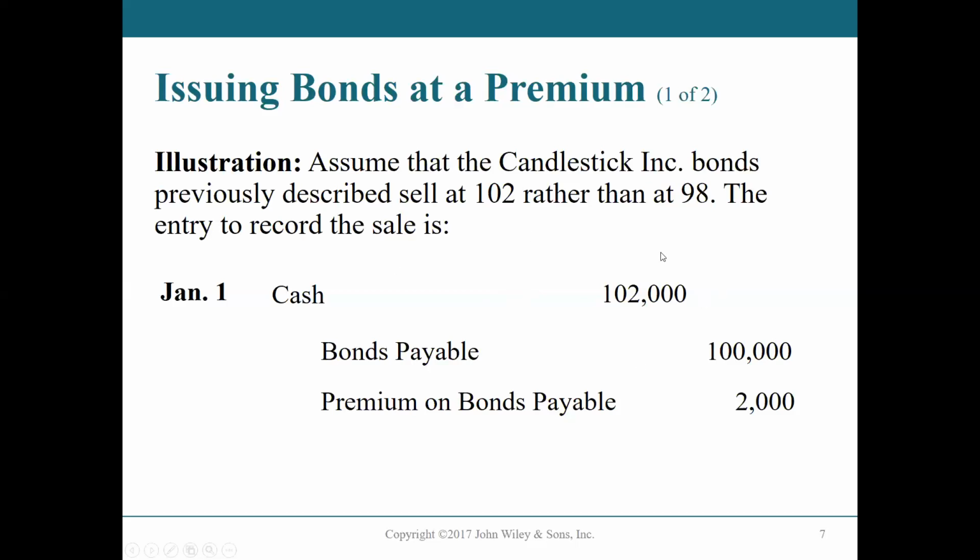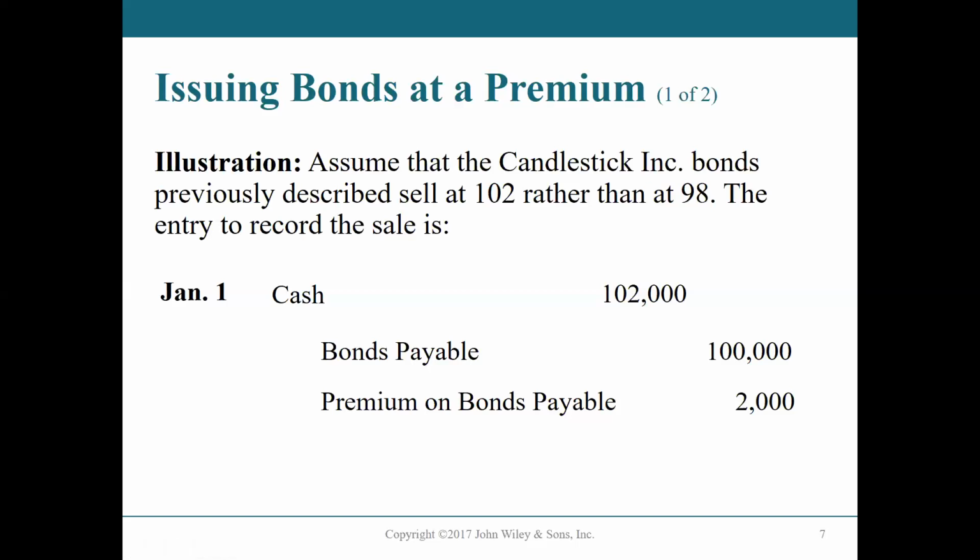When they borrow this money, they're getting $102,000 in cash, but recording the bonds payable only as $100,000 because that's what they'll have to pay back at maturity. The difference is this premium on bonds payable, which we're going to amortize. It's going to reduce the amount of expense we have. So when we issue at a premium, it's actually costing us less to borrow the money. When we issue at a discount, it's actually costing us more to borrow the money.